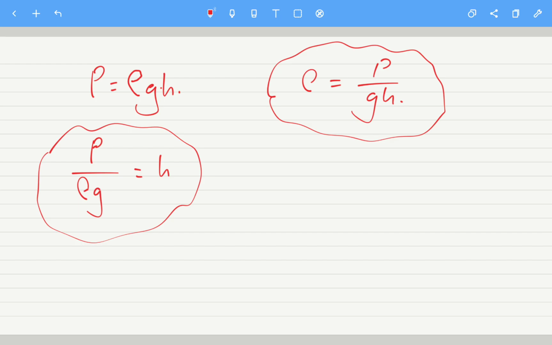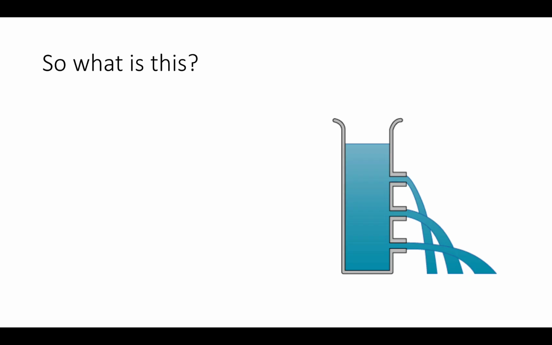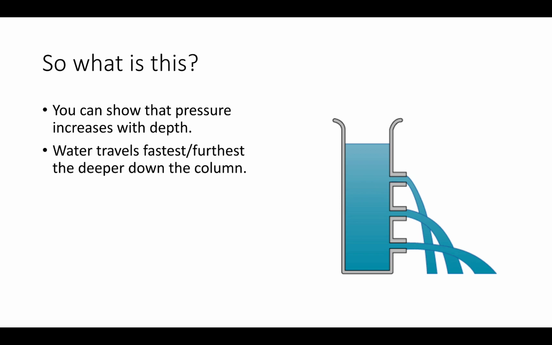All right, let's move on. A bit more information, then we'll do some practice calculation questions. First of all though, what is this? So we've got some kind of column of water with openings at the bottom and the middle at the top. And the water is being forced out or pushed out to different distances away. So you can show that pressure is increasing with depth, and the water travels the fastest or the furthest the deeper down the column that you go.